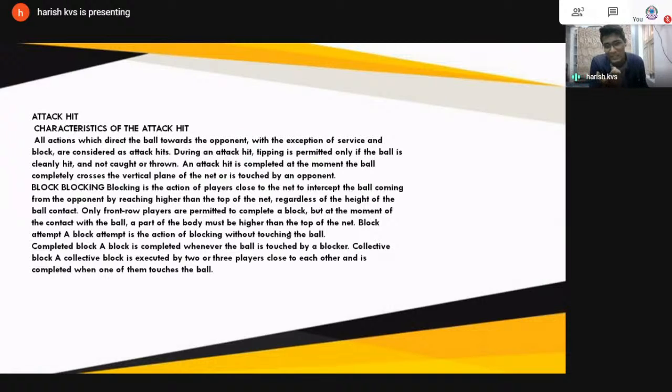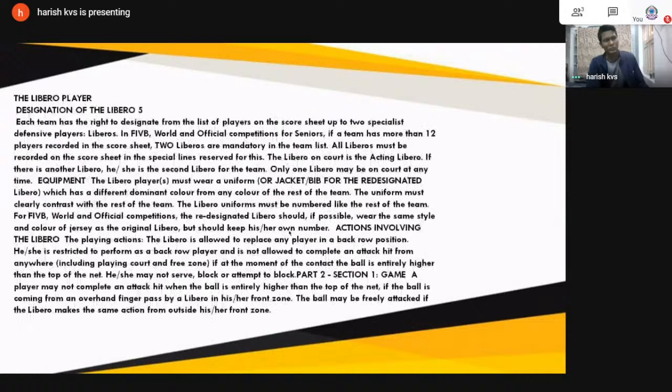A block attempt is the action of blocking without touching the ball. Completed block: a block is completed whenever the ball is touched by a blocker. Collective block: a collective block is executed by two or three players close to each other at the net, and is completed when one of them touches the ball. So a block can be attempted by a single player, two players, or three players to block the region from where your opponent is trying to make a smash, which is an aggressive hit.